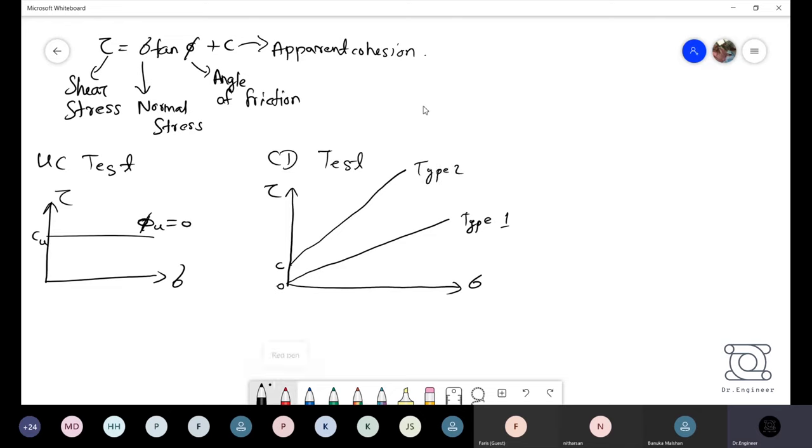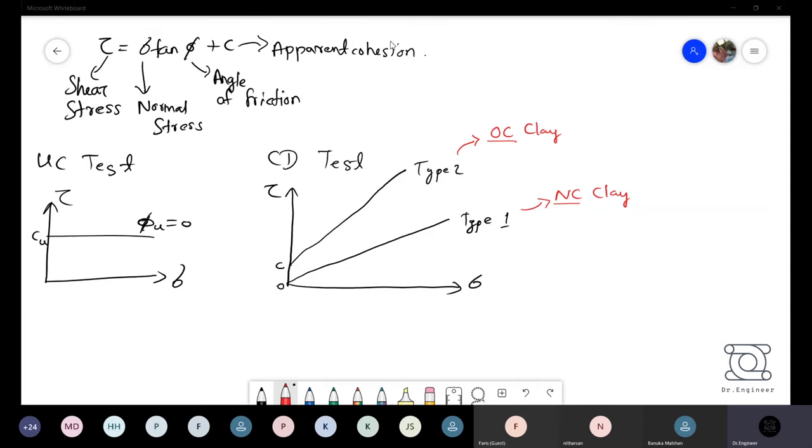This is for additional knowledge for you all. This is for OC clay, and this is for NC clay. Does anyone know what NC and OC clay are? Can anyone quickly give an explanation?